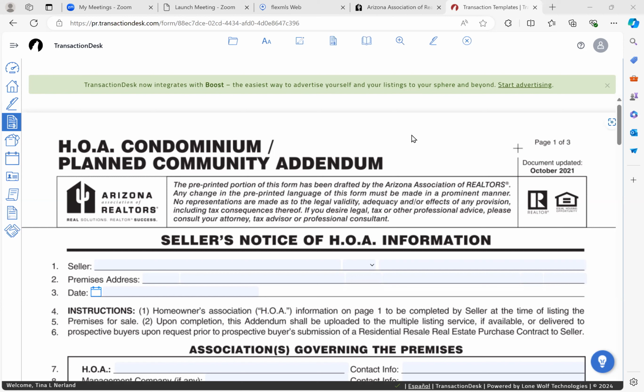We are going to continue covering addendums or forms that you may or may not use if you are representing the seller. The form that we have covered in the past classes was the exclusive right to sell. Tonight, we're going to cover two additional addendums, the first of which is going to be the HOA addendum or the planned community addendum.